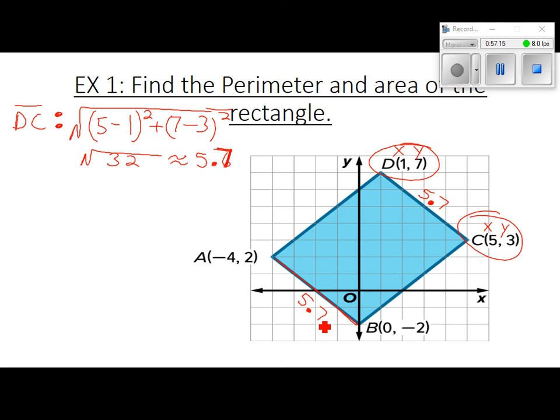Pick me another side. BC. What's our X's for B and C? Negative 4 and 5. Do I want to put them in that way? Negative 4 minus 5. Could have put it in the other way. Might have made it a little easier. What's our Y's for B and C? 2 and 3. Right, Gavin?